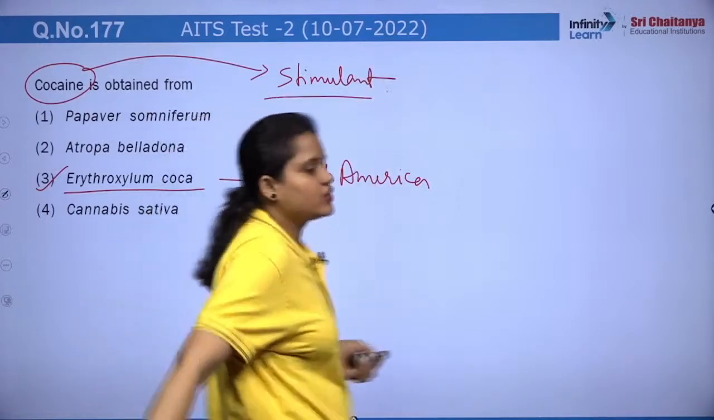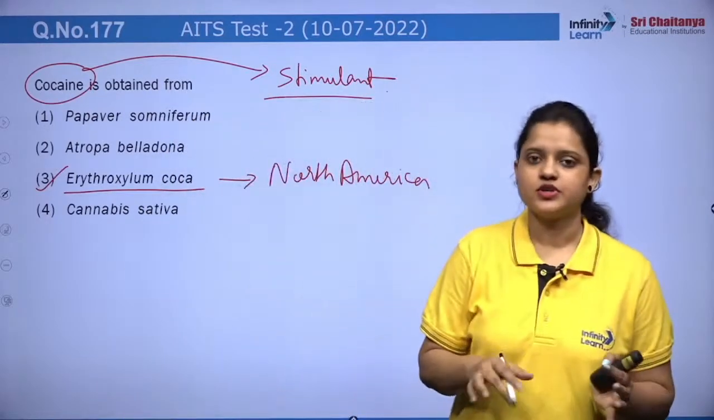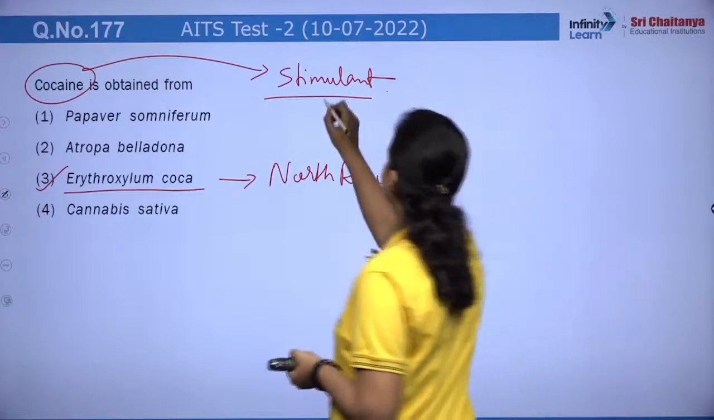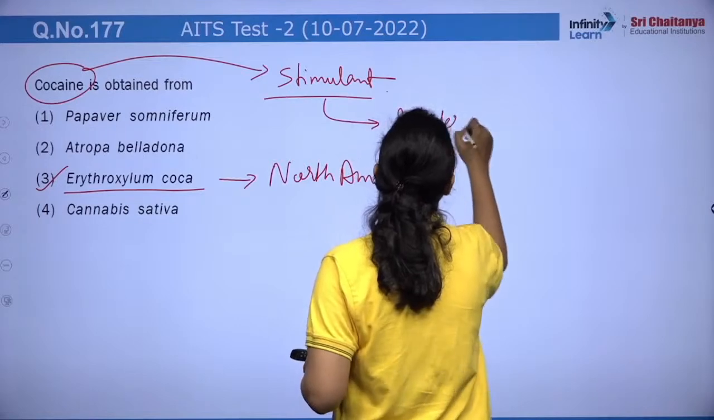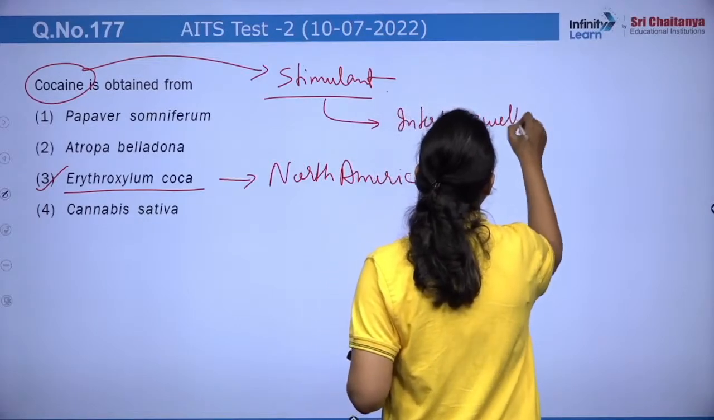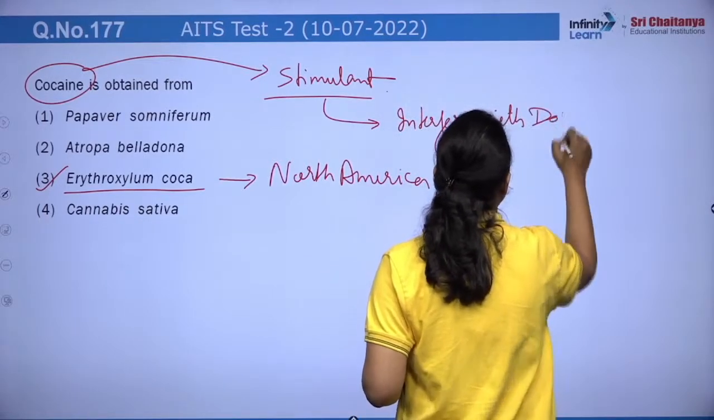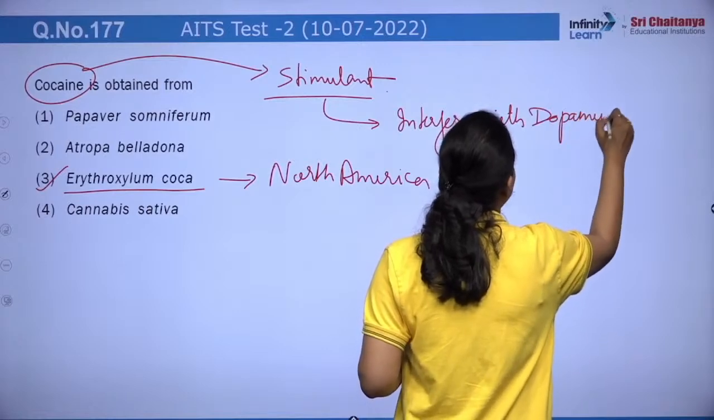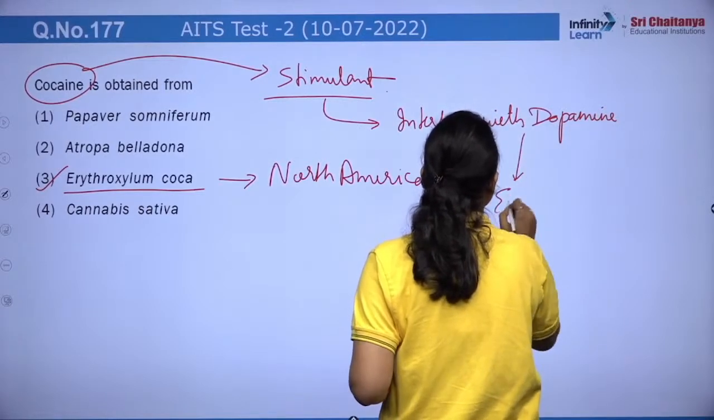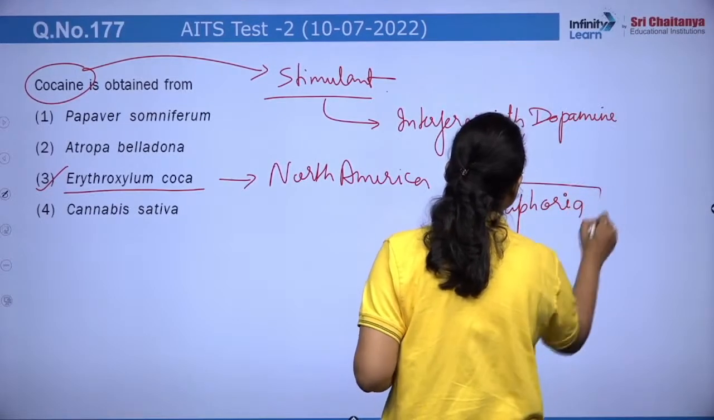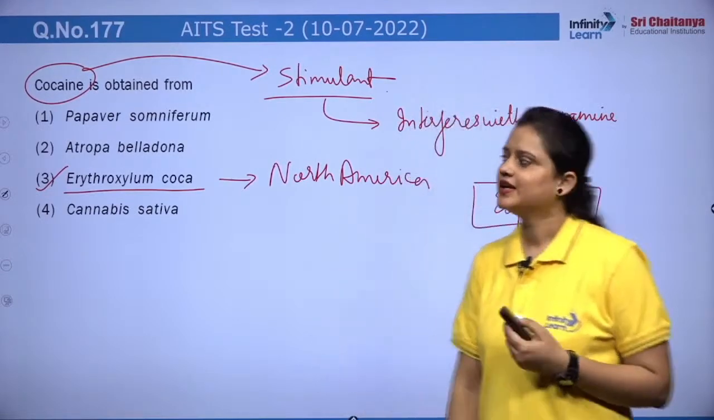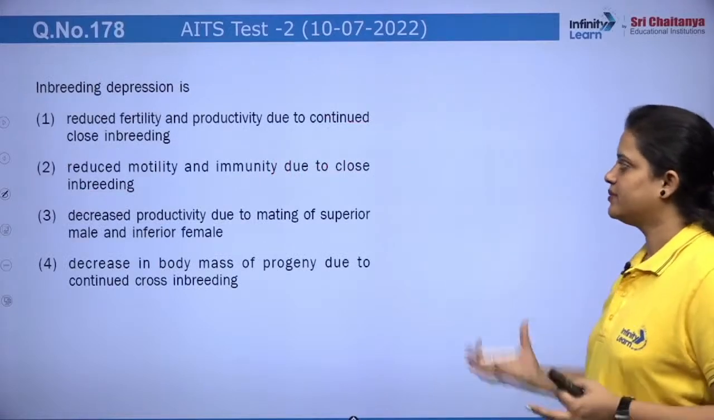It interferes with the neurotransmitter dopamine and causes a sense of euphoria, right? Now let's move on to inbreeding depression.